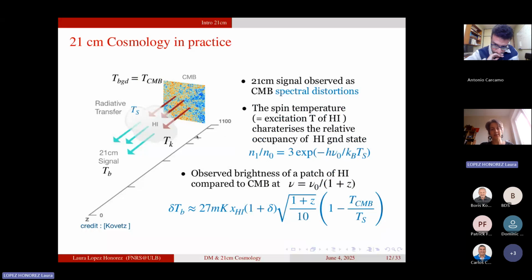And at the end of the day, we are interested in the brightness of a cloud of neutral hydrogen with respect to the source. This is expressed in terms of the differential brightness temperature, which depends on the parameters I already mentioned before: the temperature of the source, the spin temperature characterizing the relative occupancy of the two ground state energy levels, and the relative fraction of neutral hydrogen. No neutral hydrogen, obviously, no signal anymore.